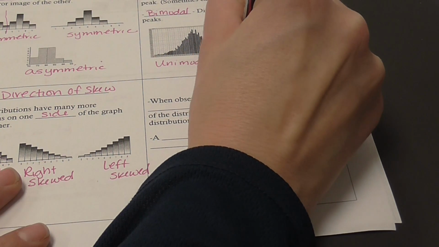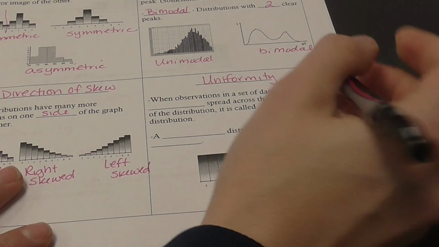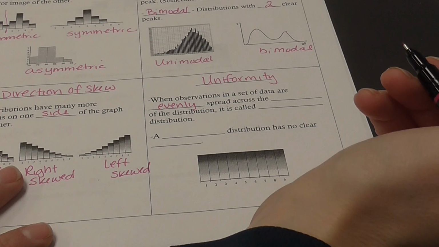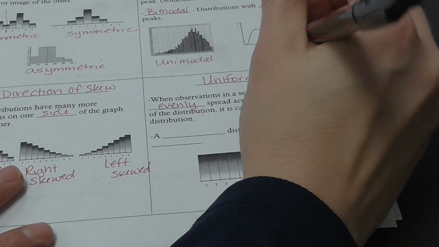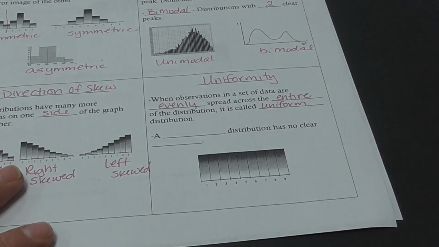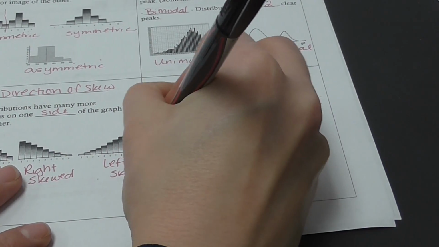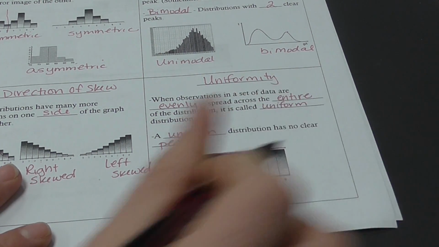And the last one's the uniformity. Okay. So when observations in a set of data are evenly spread across the entire distribution, it is called uniform. Okay, a uniform distribution has no clear peaks. This data goes evenly across all of the numbers.